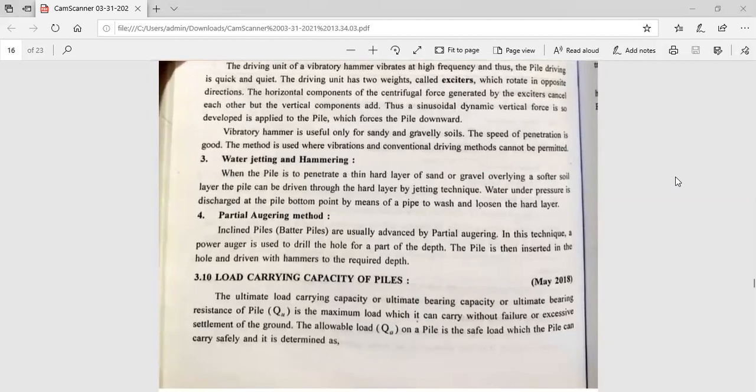Water jetting and hammering: when the pile is to penetrate through a hard layer of sand or gravel overlying a softer soil layer, the pile can be driven through the hard layer by the jetting technique. Water under pressure is discharged at the pile bottom point by means of a pipe to wash and loosen the hard layer. Next is the partial augering method. Inclined piles known as batter piles are usually advanced by partial augering. In this technique, a power auger is used to drill the hole for part of the depth, and the pile is then inserted into the hole and driven with the hammers to the required depth.